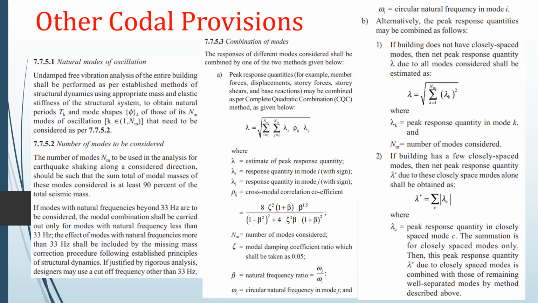And finally, talking about other codal provisions, in clause 7.7.5.1, we have the number of modes of vibration that we should consider during response spectrum analysis. We will look at this. First, it talks about natural modes of vibration, then it talks about the number of modes to be considered. The number of modes to be used in the analysis for earthquake shaking along a considered direction should be such that the sum total of modal masses of these modes is at least 90% of the total seismic mass.